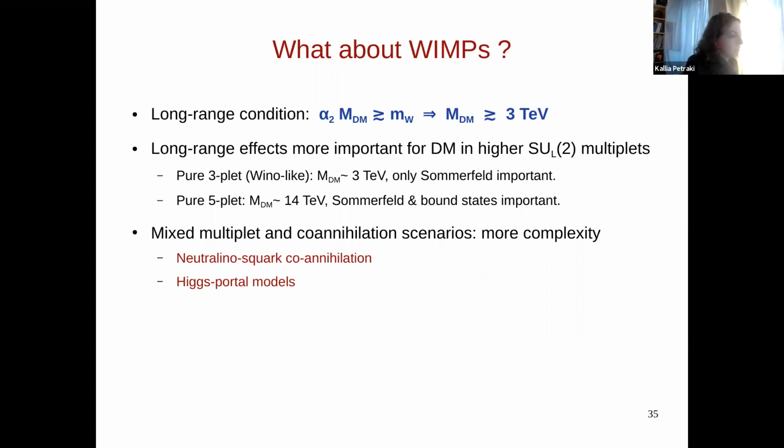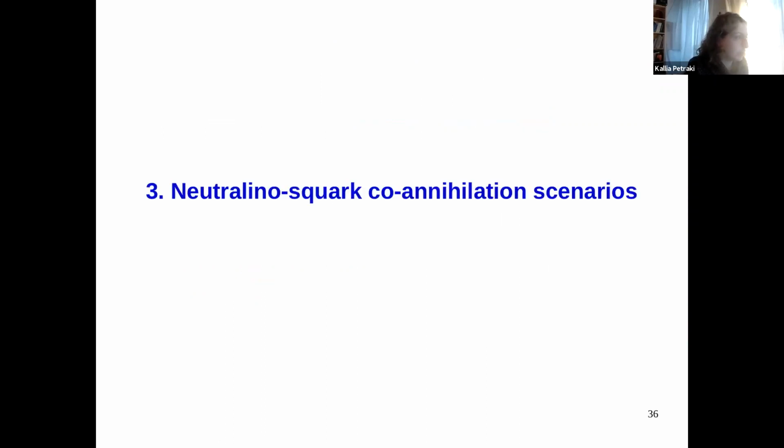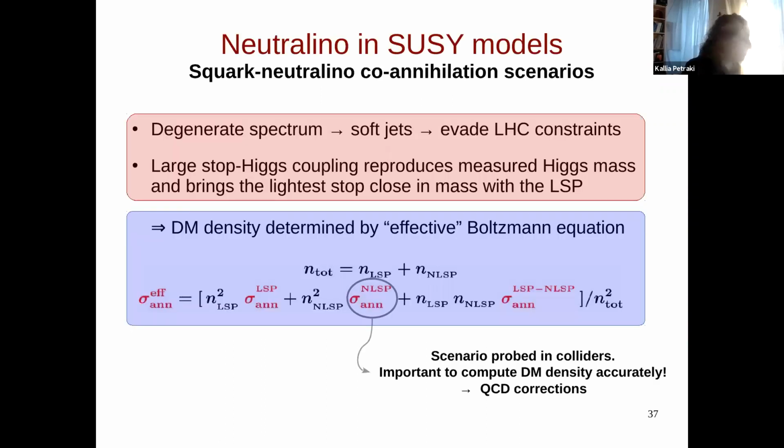But what I would like to discuss in more detail are scenarios where, instead of having a pure multiplet, the dark matter comes from mixed multiplets. So we have scenarios where dark matter is a linear combination of the neutral component of more than one electroweak multiplet. And in these scenarios, typically, especially if the masses of these multiplets are similar, co-annihilations become important in the early universe. So we'll discuss two different types of scenarios, neutralino-squark co-annihilation scenarios that are motivated by supersymmetry and Higgs portal models.